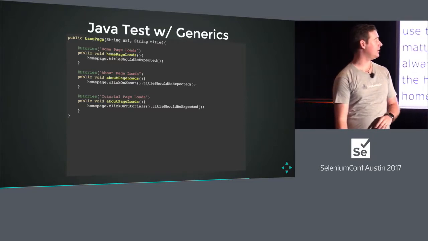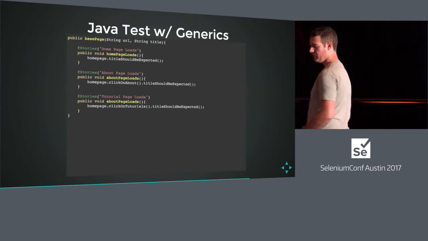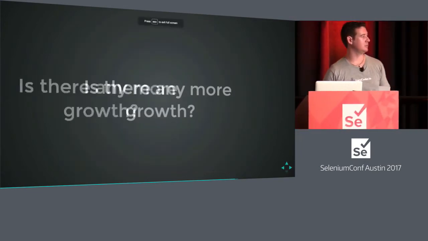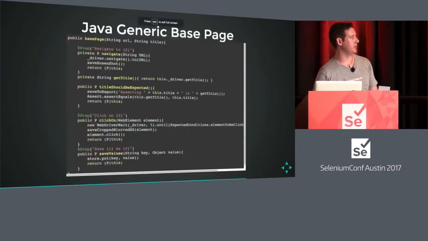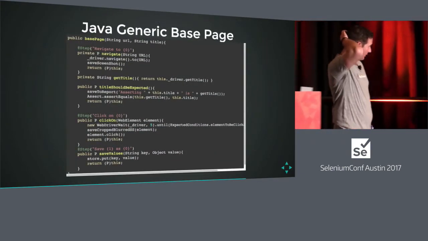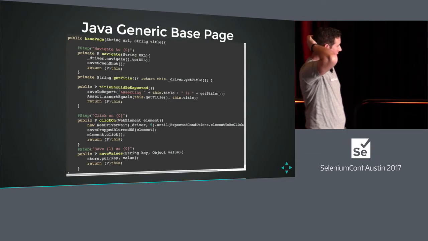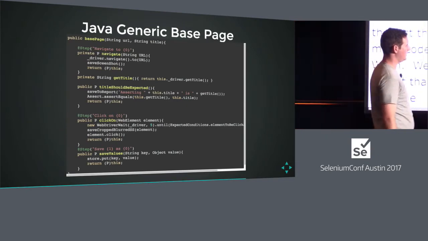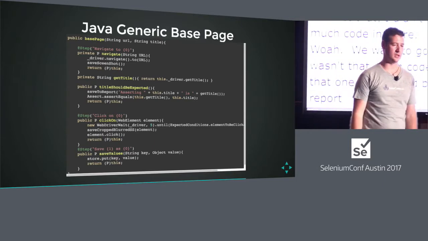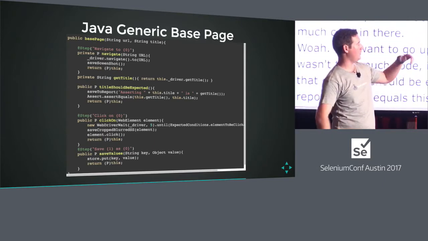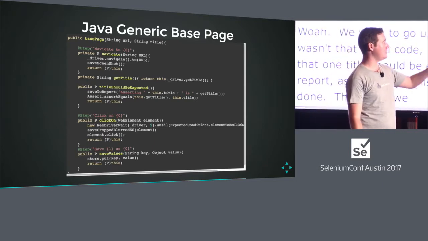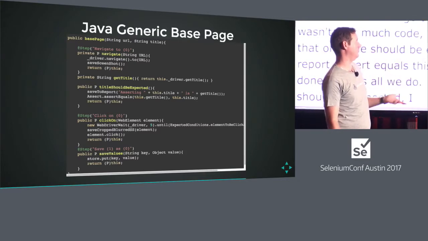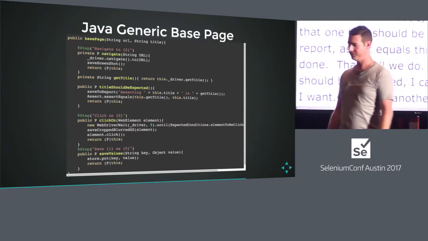But if you noticed, was the fact that it didn't actually have that much code in there. Whoa, no, we want to go up a little bit. There wasn't really that much code. It was literally just that one title should be expected, save to report, assert equals this and this, and done. That's it. That's all we do. And actually from that title should be expected, I can do anything else I want. I can do another click. I can do another go to different page. Doesn't matter.